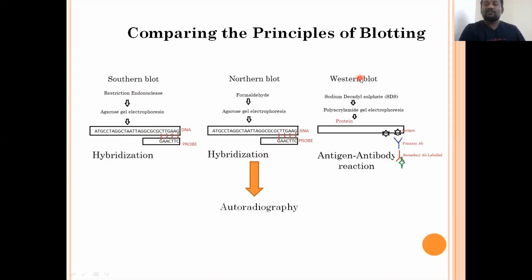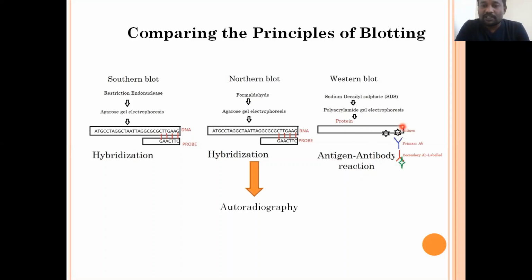When you go to the Western blot, we are using sodium dodecyl sulfate for denaturation of the protein, followed by polyacrylamide gel electrophoresis for separation. After separation, it is transferred onto a nylon or nitrocellulose membrane. After transfer, the detection is done. Detection in Western blot is based on antigen-antibody reaction or antigen-antibody complex formation.